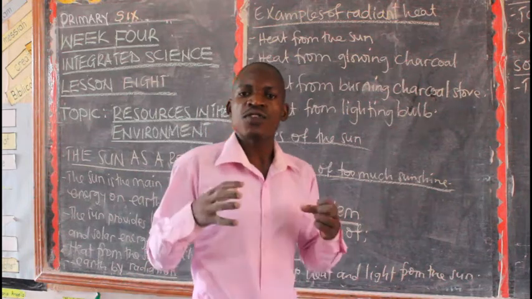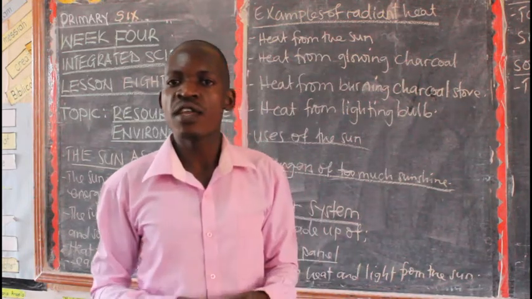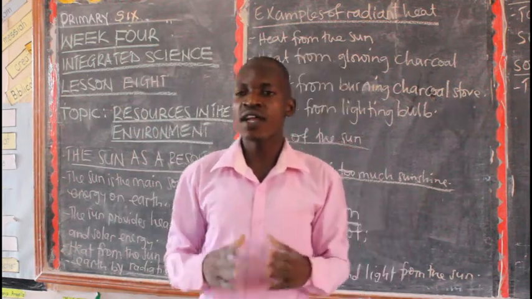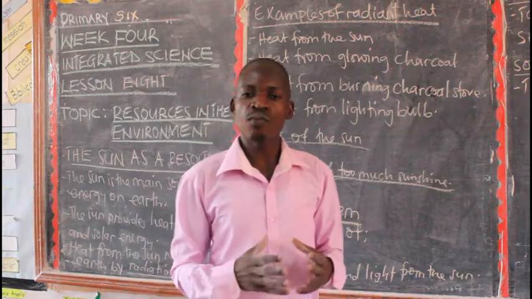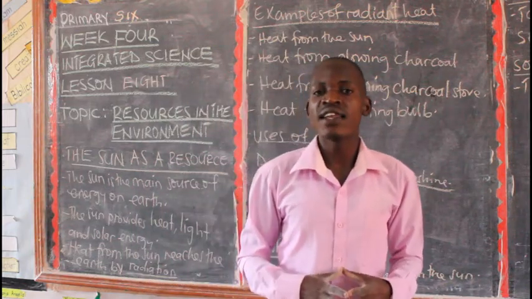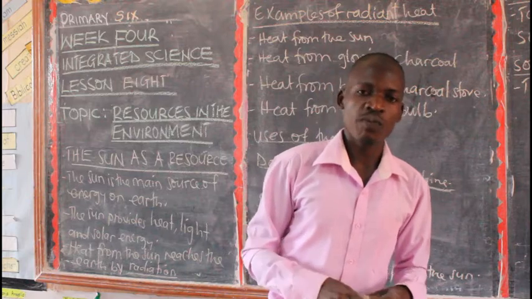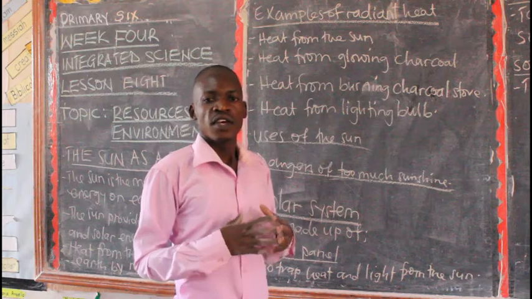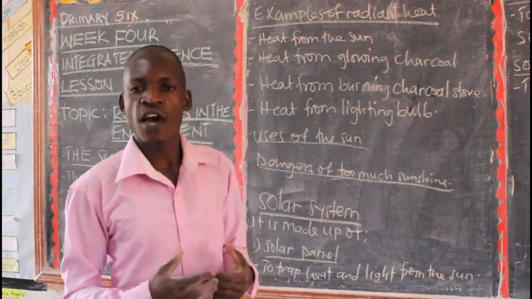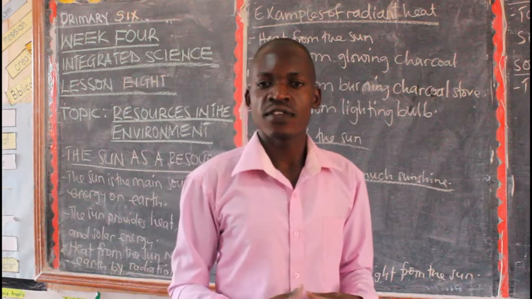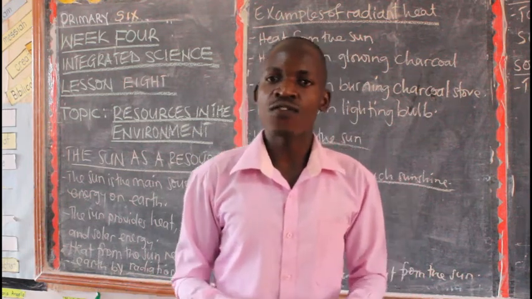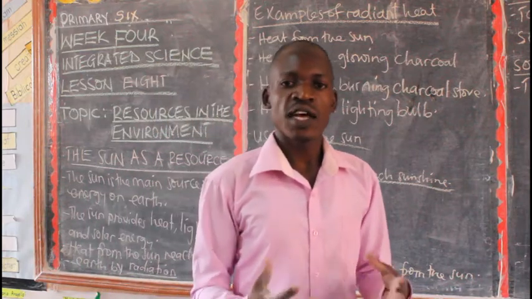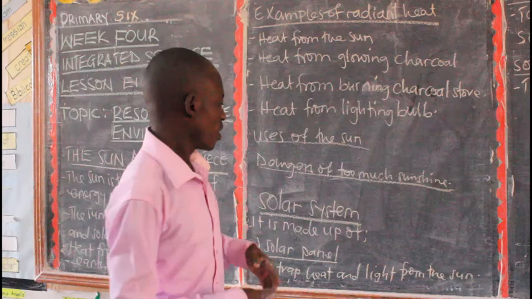The sun also helps our body to make vitamin D. We know that we need vitamin D in the body, and it can only be made if you have enough sunshine. So the sun helps our bodies to make vitamin D with the help of melanin. We shall look at melanin when we reach Primary 7. Then also the sun is used by plants to make their own food during photosynthesis. One of the conditions necessary for photosynthesis to take place is that there must be sunlight energy. So that sunlight energy is got from the sun.